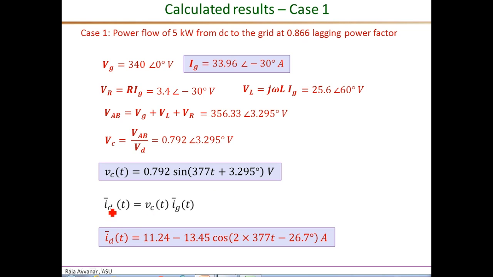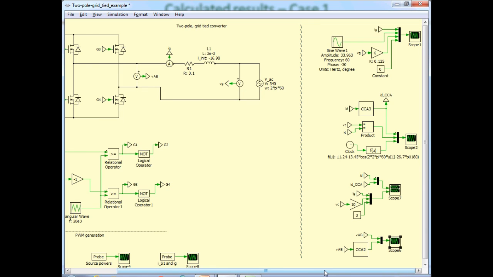So ID average is VC times IG, and it came out to be a DC value of 11.24 and this twice the line frequency component at 13.45 peak. So let's go to the simulation and see if this is exactly what we're getting. In simulations, these blocks correspond to the DC link monitoring.